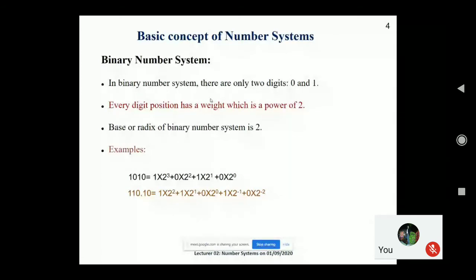Next example, see here, 110.10. Before the fraction part, we are using how many numbers? 3 numbers. So here I am writing 2 to the power 0, 2 to the power 1, and 2 square. And after the decimal point, only two numbers are there, but here the representation is something different. We are using 2 to the power -1 and so on.